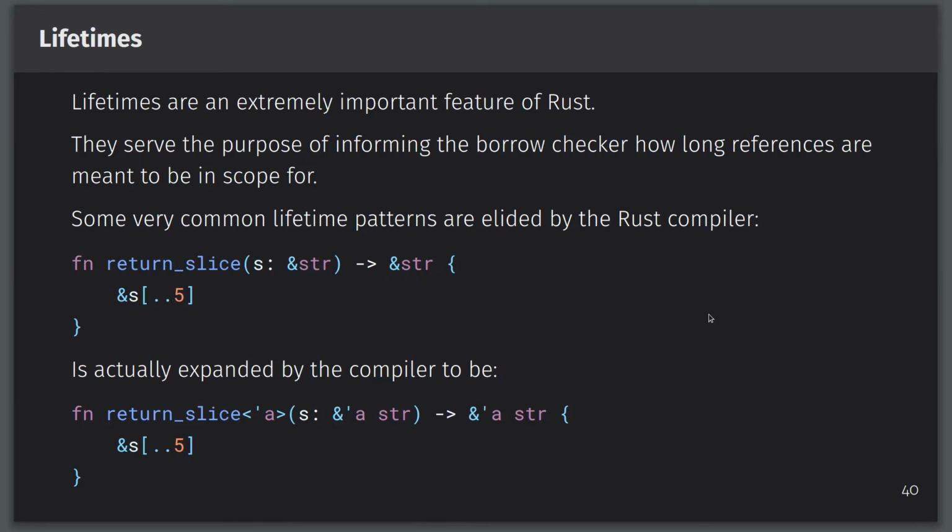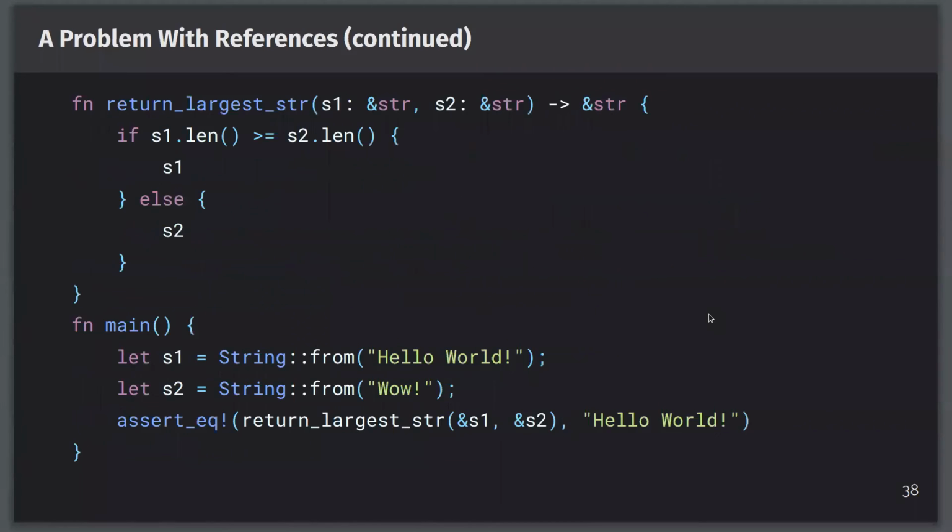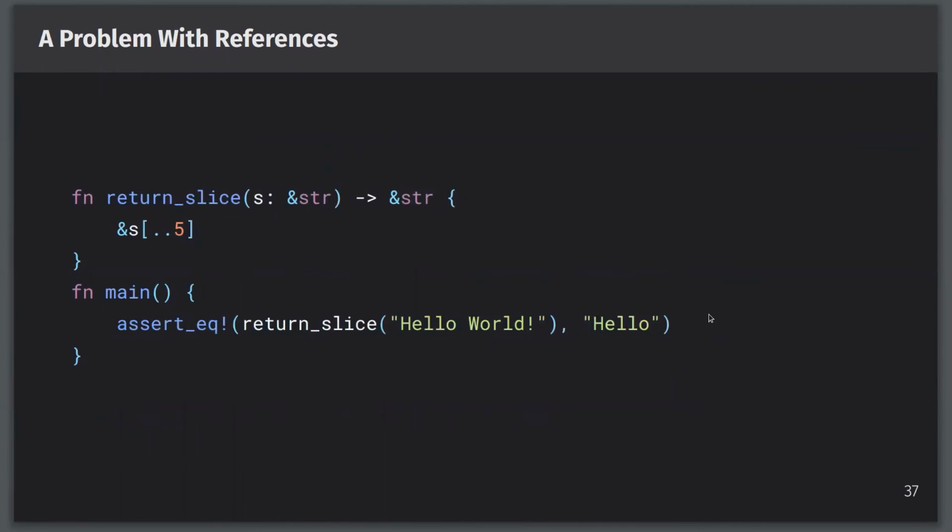And so if I go back to my example with this return slice under this newfound knowledge, you're passing in hello world, and whilst hello world is still alive, you can access the reference to hello world. And I'll show you a time where that doesn't work soon.